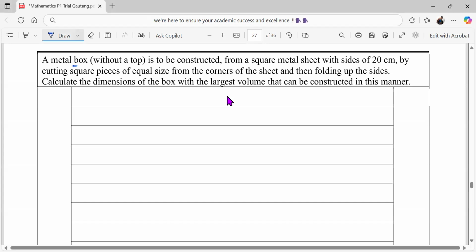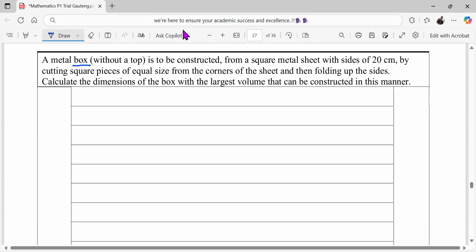So here they say a metal box. Box is a keyword. And they say this box is without a top. Well, in this case, it doesn't really matter because the question is concerned with the volume. But if it had to do with the surface area, when the top is missing, it means one of the surfaces is missing. That's the significance of it.